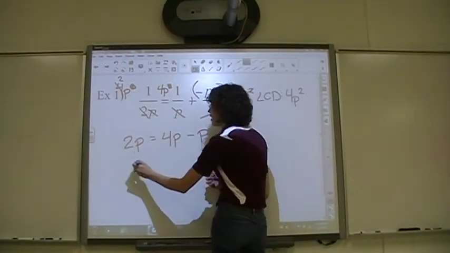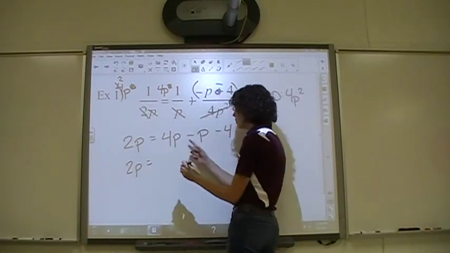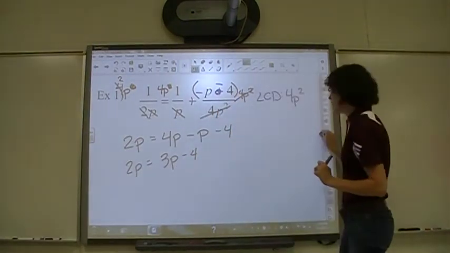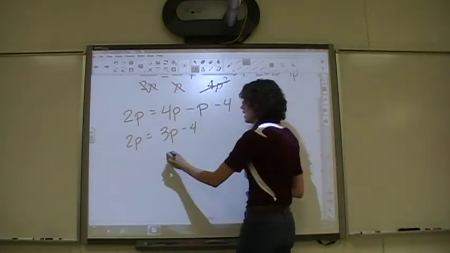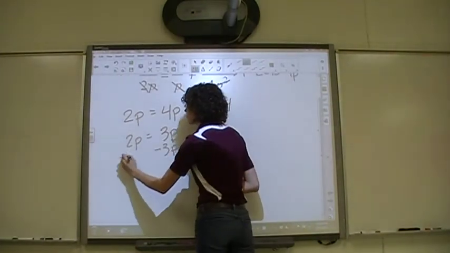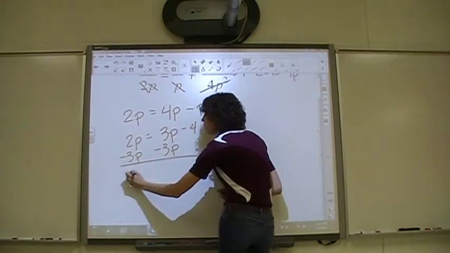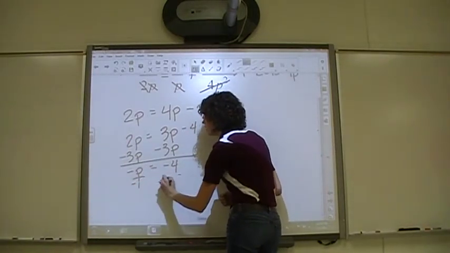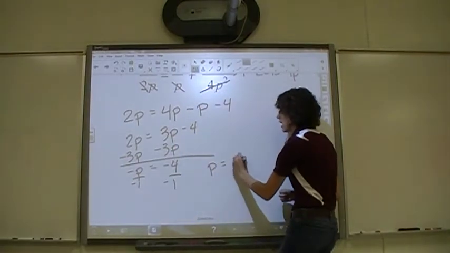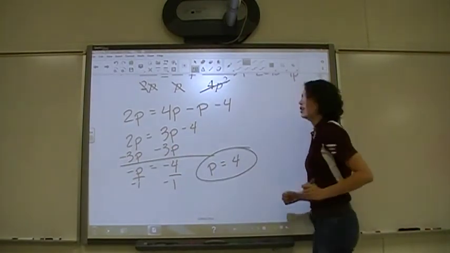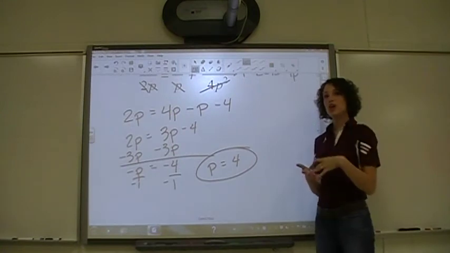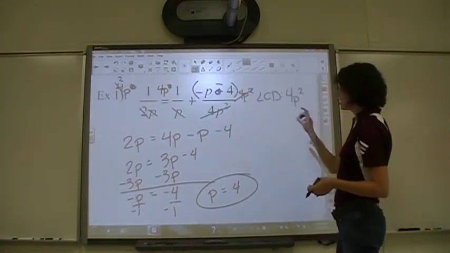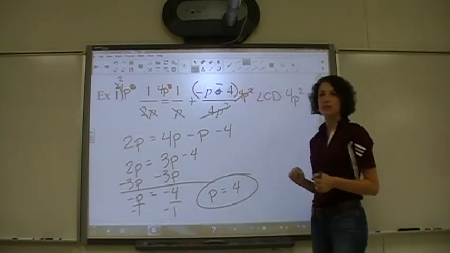So on this side, you have 2p on the left, 4p minus p gives me 3p minus 4. Then subtract 3p on both sides. And you have negative p equals negative 4. Divide by negative 1, so p equals positive 4, which is your answer to this problem. Because you're solving, you're going to get numbers as your answers. So p equals 4 is your answer for this equation.